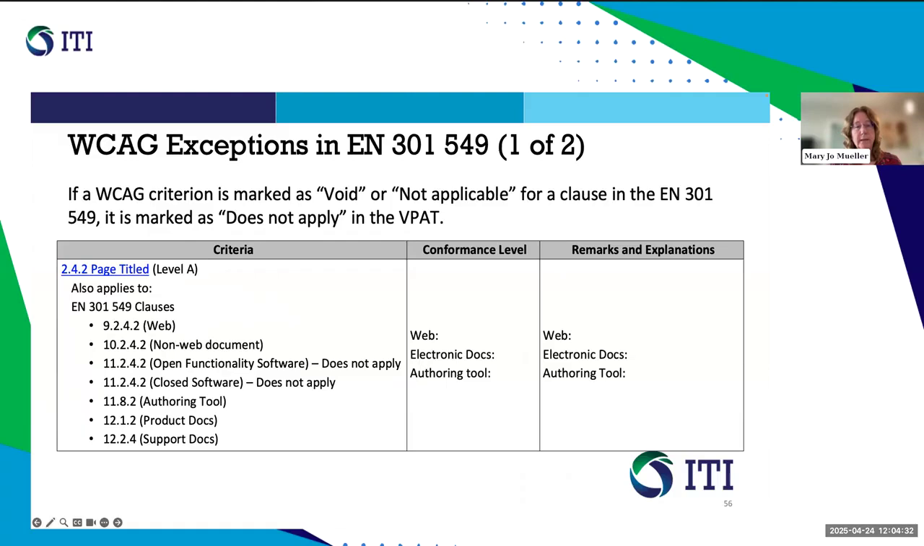Also similar to 508, the EN 301549 does not require all WCAG criteria for non-web documents and software. The criteria that are not to be evaluated are clearly shown in the VPAT with the text does not apply. The example here is 2.4.2 page titled, which the EN 301549 lists as void in their standard in clause 11 software. So in the VPAT, it's marked as does not apply in the criteria column. And the software category has been removed from the conformance level and remarks and explanations columns.